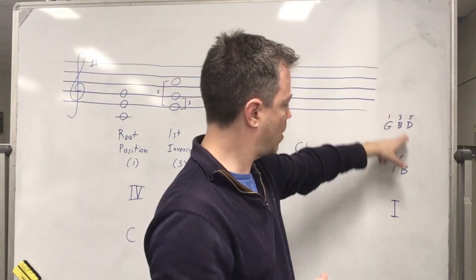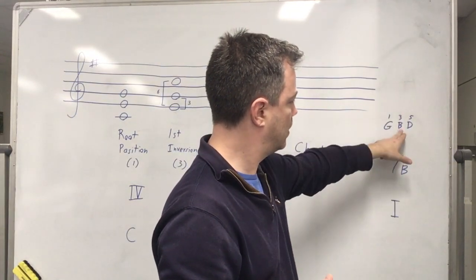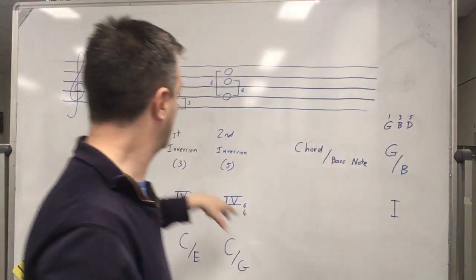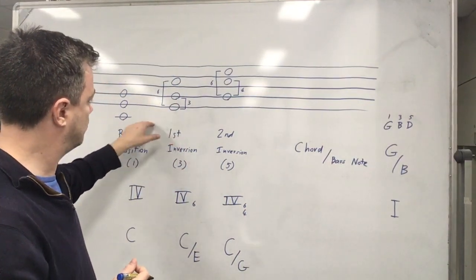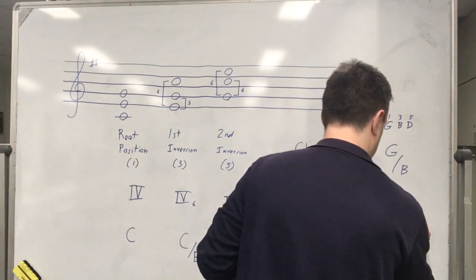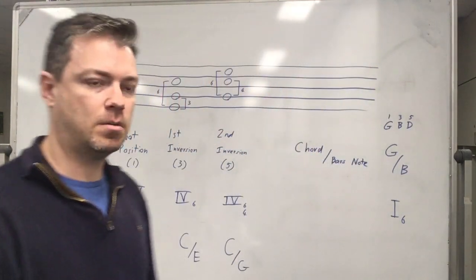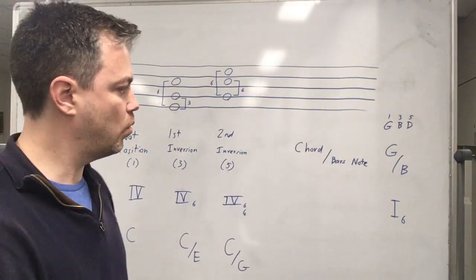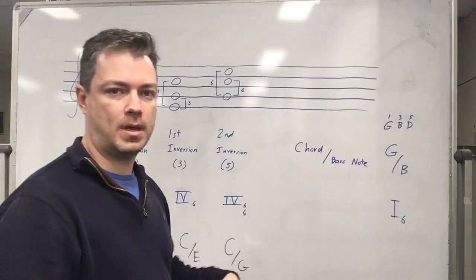All I need to do is go, okay, we have a B on the bottom. So the B is the third. And when you have the third on the bottom, it's a first inversion. So therefore, we need a 6. That's going to be a first inversion chord, G/B, a G chord with a B in the bass.